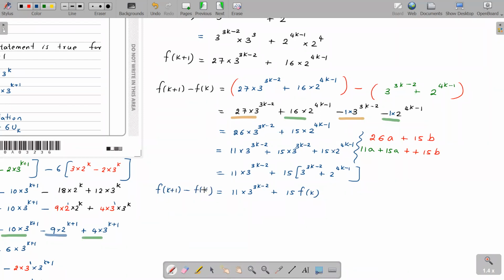Now I need to prove fk plus 1 is divisible by 11, right? So keep the f of k plus 1 here, take the minus fk to the other side. 15 fk plus 1 fk is 16 fk. So I think now you can see we got what we wanted, right? The k plus 1 term is divisible by 11, because this term has 11, we can clearly see it. And the other term, fk, we assume is divisible by 11. So both of them have a factor of 11, which means this whole term is divisible by 11.